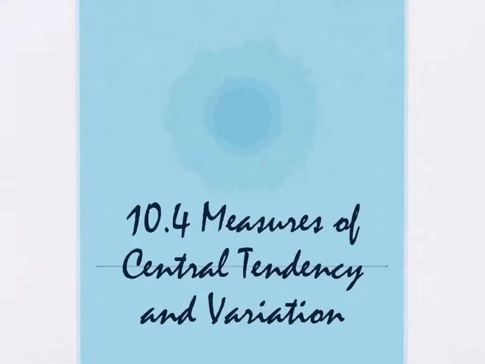Section 10.4 has two different components that we're going to look at. One is measures of central tendency, that is how things sort of are centrally the same. And then measures of variation, and variation is how they differ. We do this in our relationships all the time.